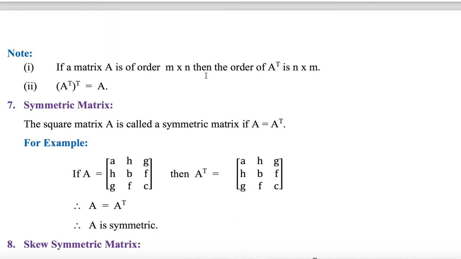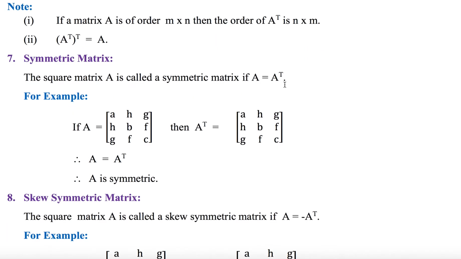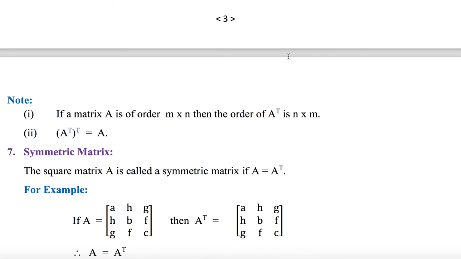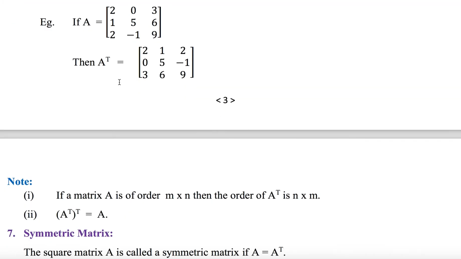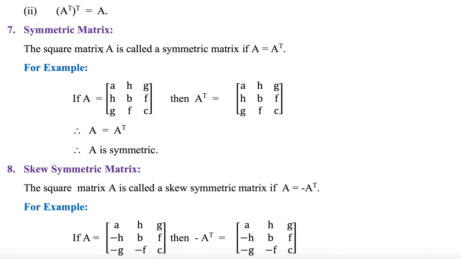If the matrix A is of the order m by n, then the order of A transpose is n by m. That is straightforward. A transpose, whole transpose. If you again do the transpose, you will get the same matrix. You can check it. If you transpose this A transpose, you will get the same matrix. So (A transpose) transpose is equal to A.